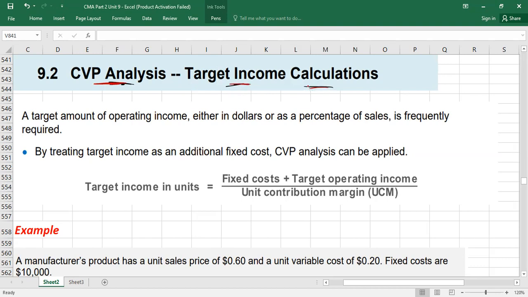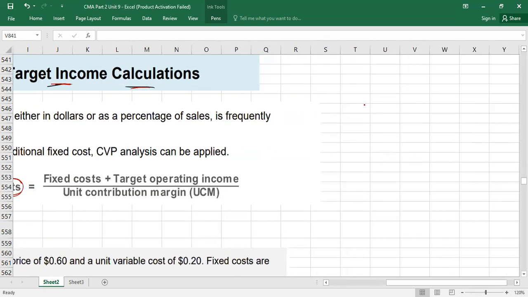Target income, in simple words, means we are going to decide how many units we should sell to generate the expected level of target income. Target income means operating income. The formula is very simple, as we discussed for the break-even analysis in units. If you want to calculate break-even point in units, the formula was total fixed cost as a numerator, divided by the unit contribution margin. Unit contribution margin means selling price per unit minus variable cost per unit. Unit contribution margin is also known as contribution per unit.